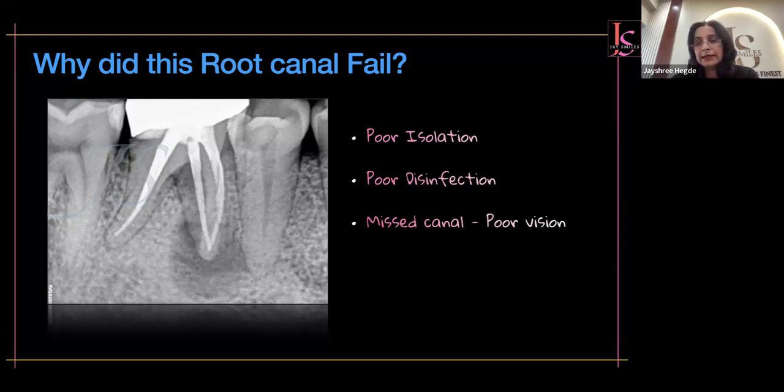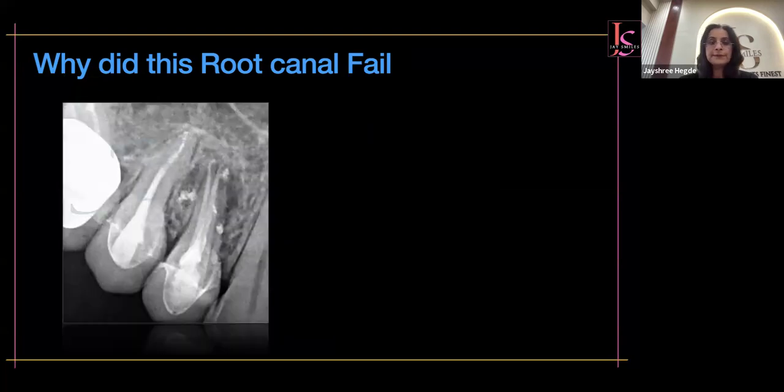Or there could be a missed canal. Missed canal because of poor vision or poor angulation of the radiograph. So most often, it is the poor disinfection which will lead to failure of the root canal. When I say poor disinfection, missed canal is also poorly disinfected, right?